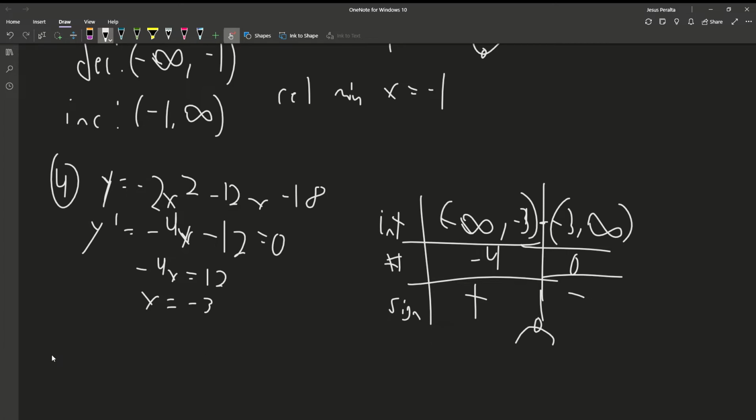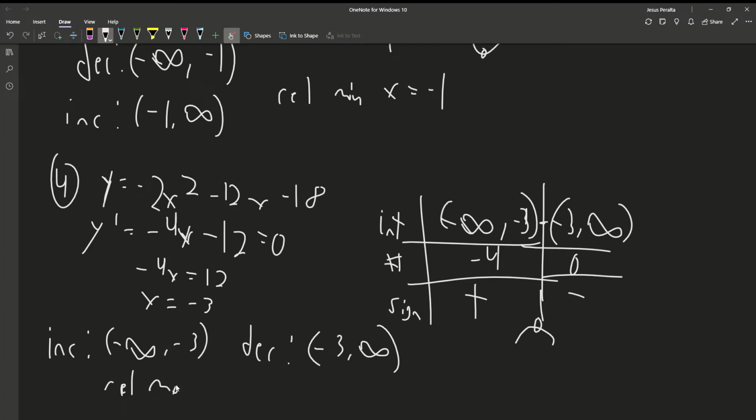So our increasing interval is going to be from -infinity to -3, and then our decreasing is going to be from -3 to infinity. And then our relative max will be at -3. At x is equal to -3.